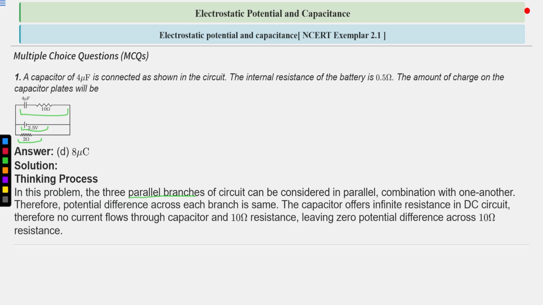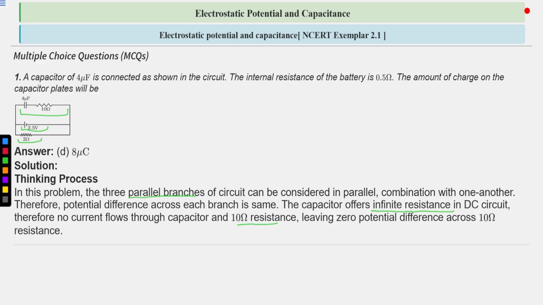The capacitor offers infinite resistance in a DC circuit. The capacitor will store charges, and when the charge stored on the capacitor becomes maximum, the flow of current through it becomes zero. So it offers infinite resistance, which means zero current in a DC circuit. Therefore no current flows through the capacitor and the 10 ohm resistor.